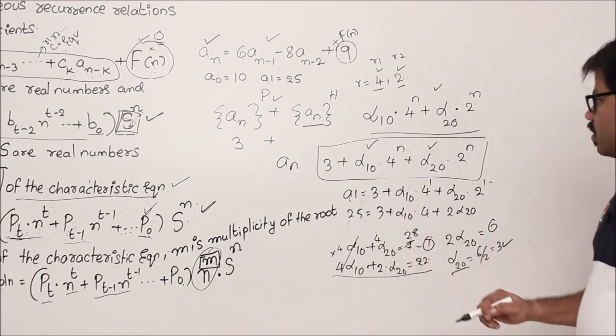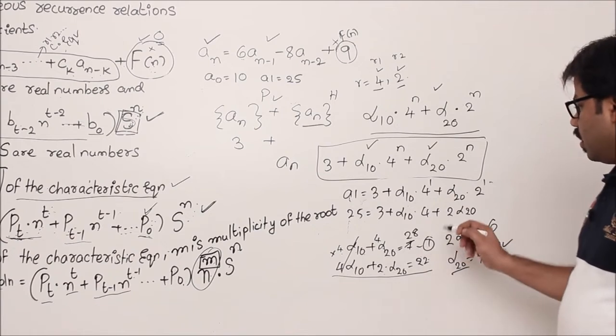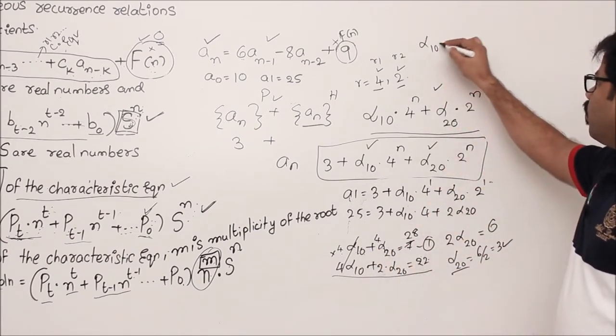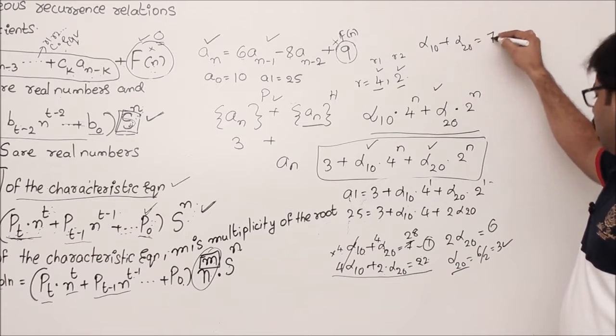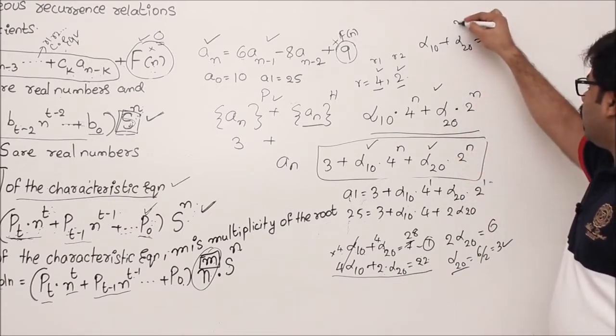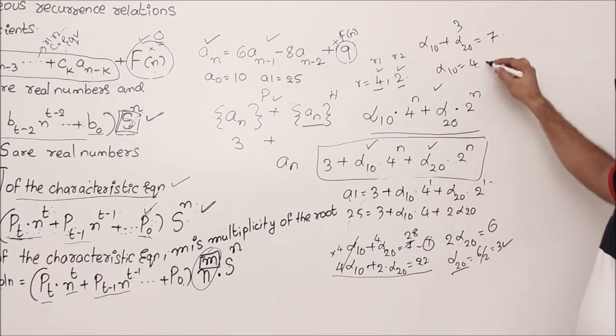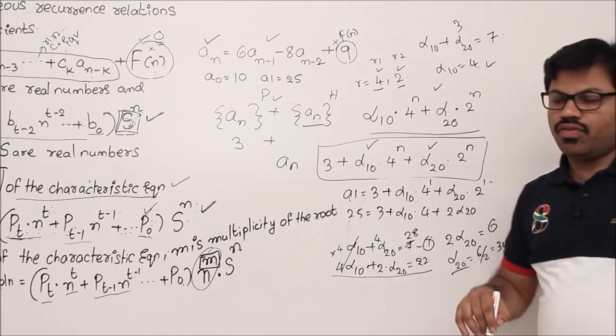How to find alpha 1 0? See the first equation. Alpha 1 0 plus alpha 2 0 was 7. Do you remember? Alpha 1 0 plus alpha 2 0 is 7. So alpha 2 0 is 3, then alpha 1 0 is supposed to be 4. Correct? 4 plus 3 is 7. In that way we can find alpha 1 0 and alpha 2 0.